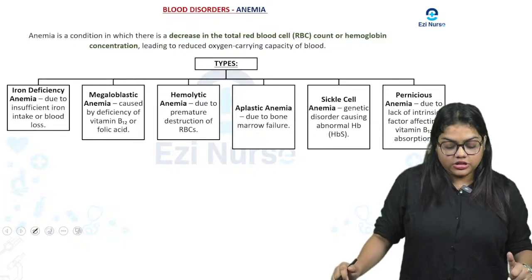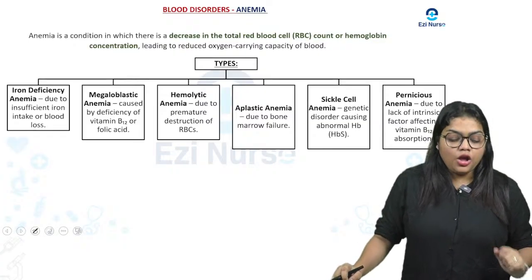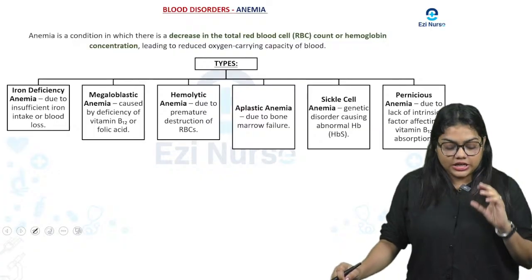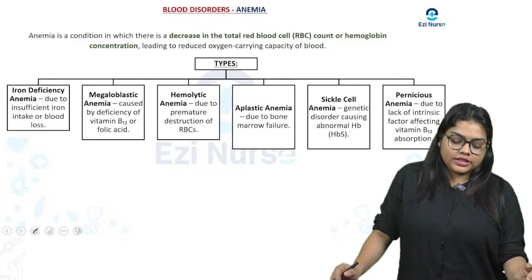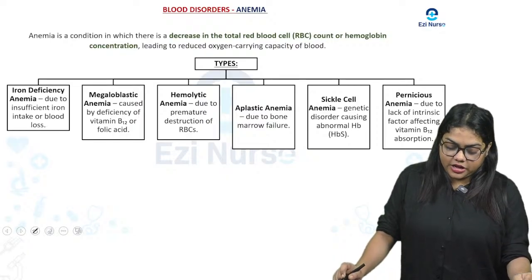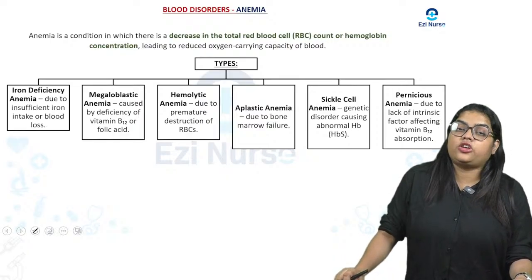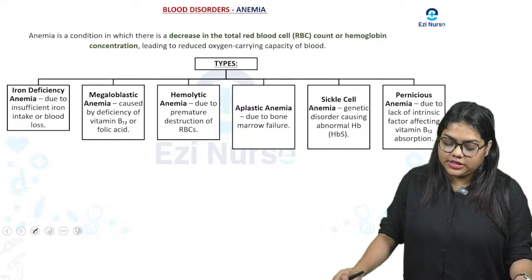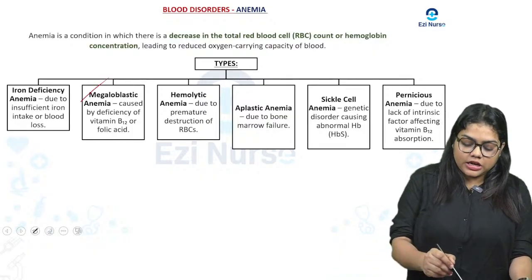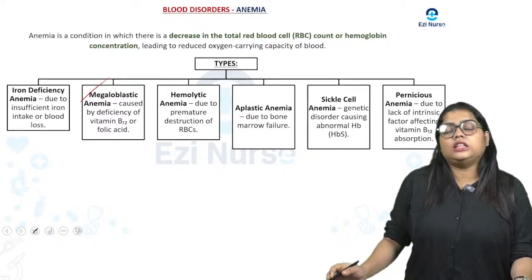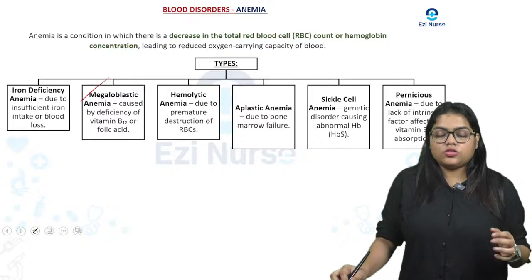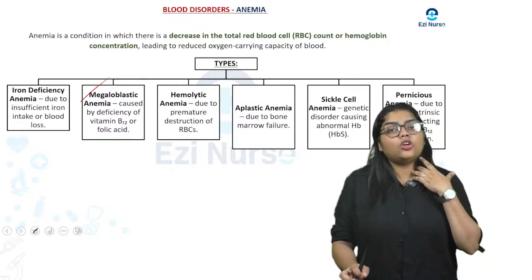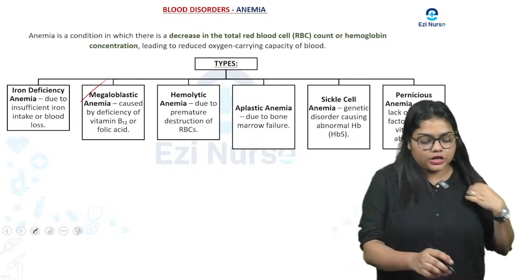First one is iron deficiency anemia, which is due to insufficient iron intake or blood loss. Then megaloblastic anemia, which is caused by a deficiency of vitamin B12 or folic acid. Especially, megaloblastic anemia you can see in persons who are pregnant and are not taking supplements.